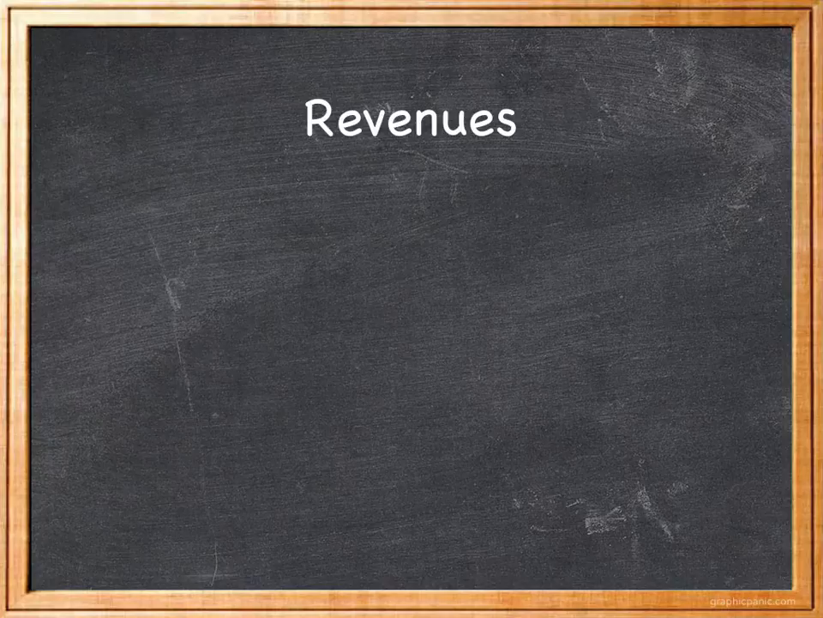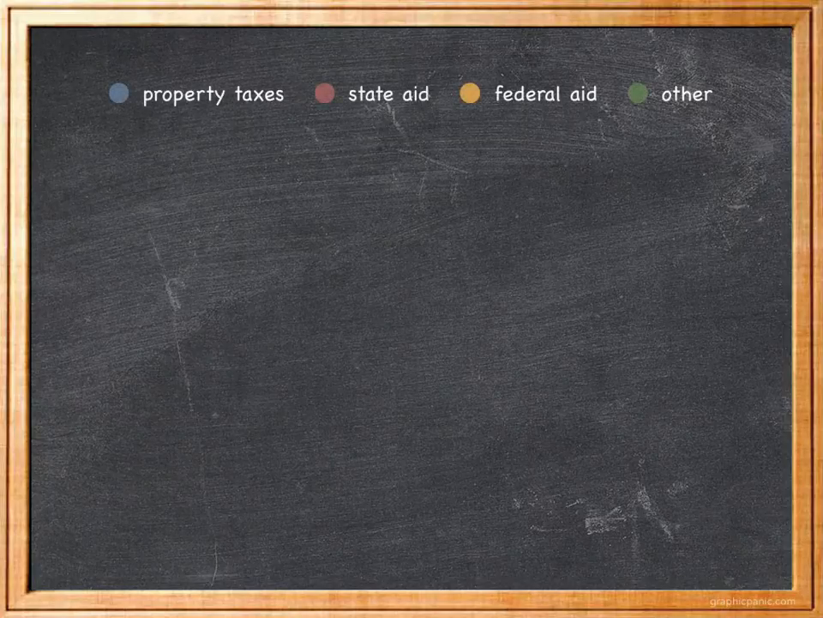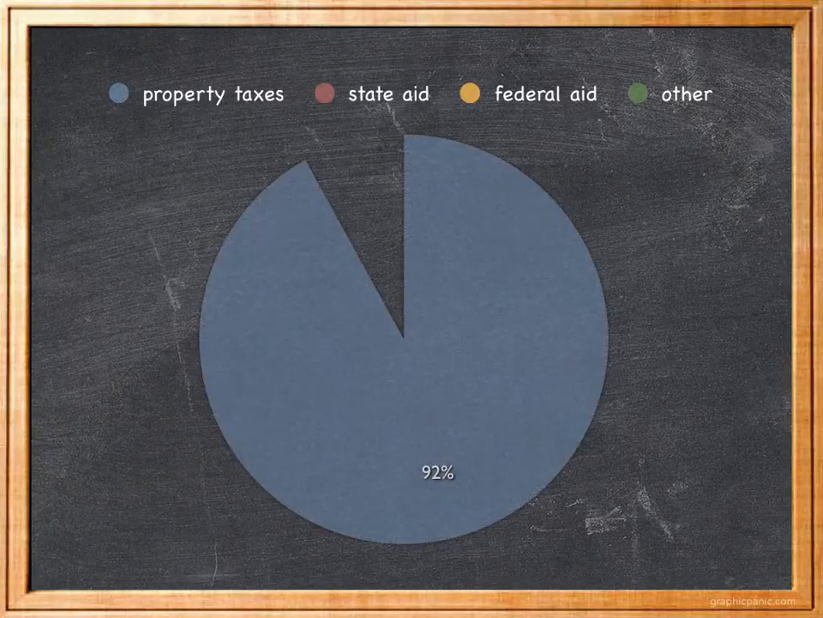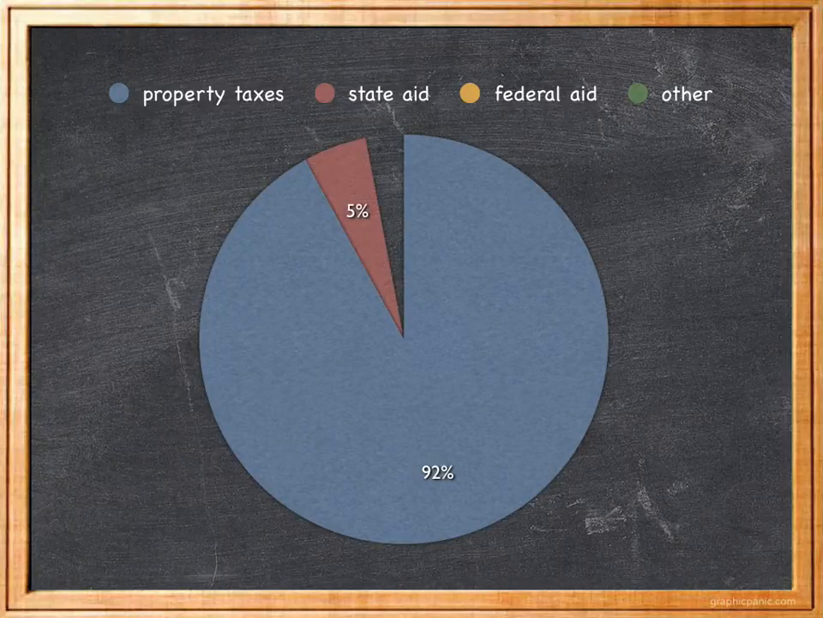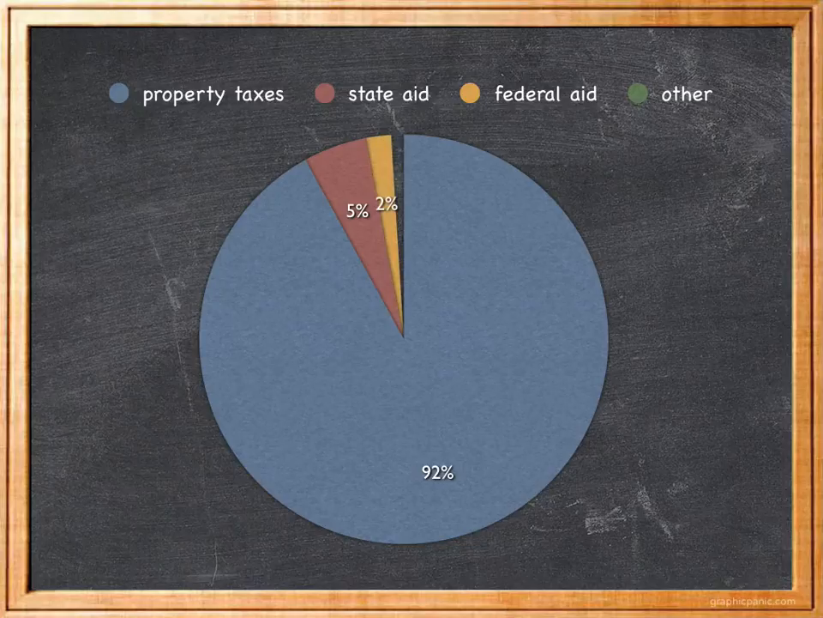Let's turn to the revenue side of the budget. In order to meet its obligations, the school districts derive revenue from two primary sources: property taxes and state aid. Let's look at the breakdown for Southold. Here, 92% are derived from property taxes, 5% from state aid, 2% from federal aid, and 1% from other sources.